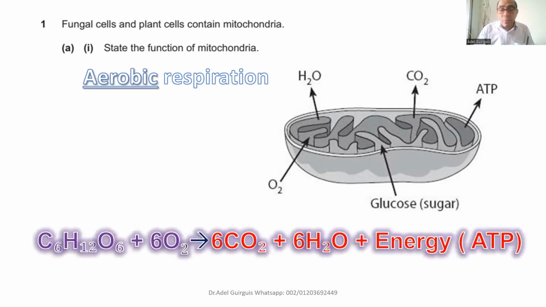According to the balanced chemical equation for aerobic respiration, glucose plus 6O2 reacts to give carbon dioxide plus water plus energy in the form of ATP. It's okay.